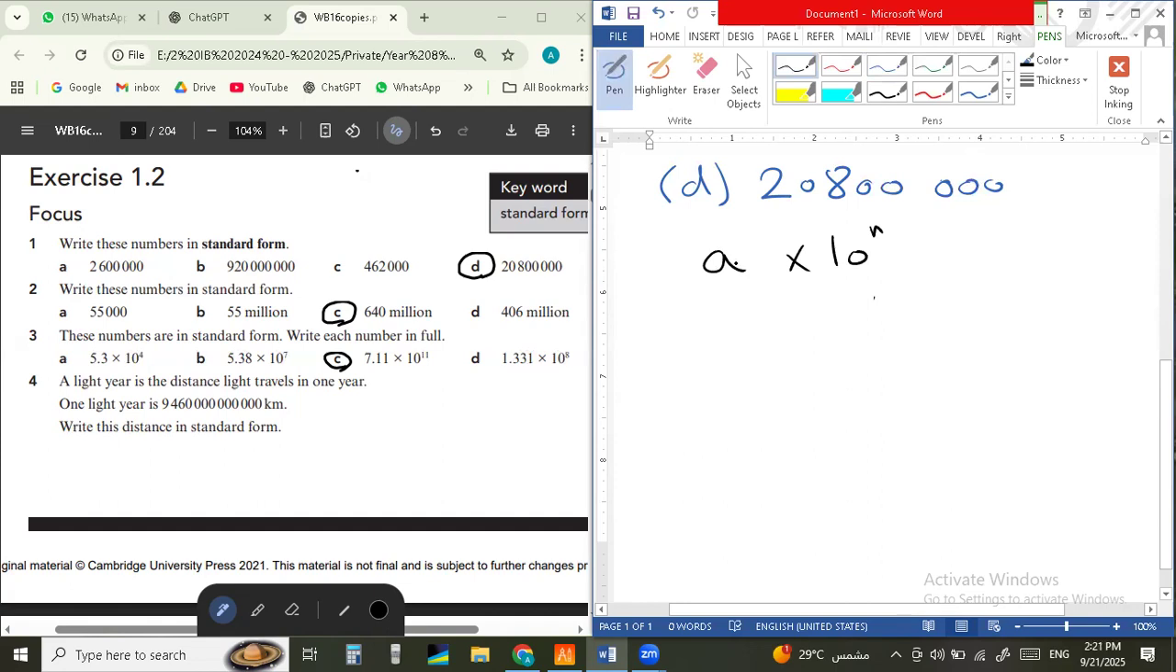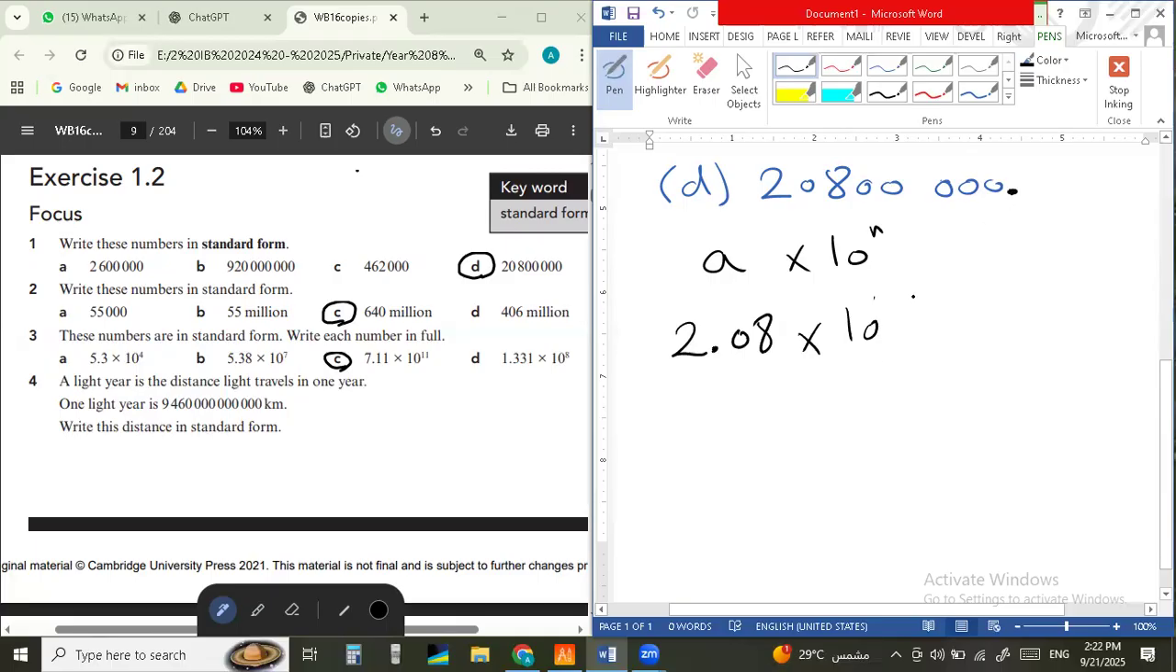All right, so for a to be written, which is a number between 1 and 10, I need this to be 2.08. That's the only way to make it between 1 and 10. Great, times 10 to the power of, well, Mister, I need to move the decimal point here how many times to make it 2.08? Well, the decimal point originally was here, hiding at the end of the number. Always, Mister, always hides there. Some of you get confused and say the decimal point is here. No, that's not right. The decimal point is written at the very end of the number, over here.